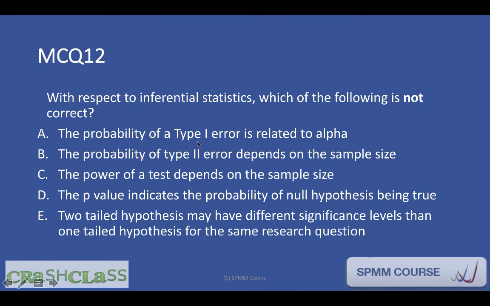Okay, probability of type 1 error related to alpha, that's correct, because alpha is confidence level and type 1 error is related to it. It's the complement of it. So if you keep alpha as 5%, p-value is 5%, and then confidence level is 95%. So these are related to each other.